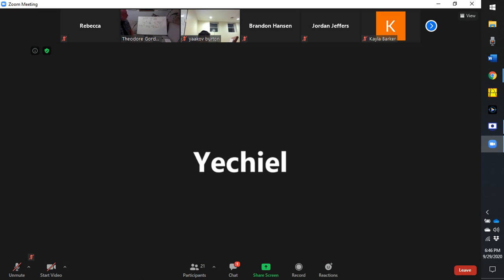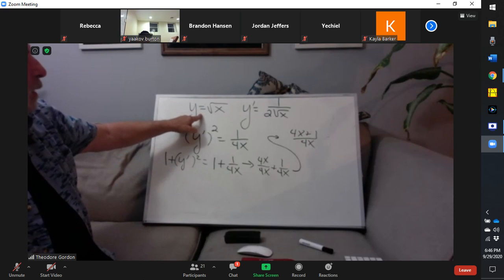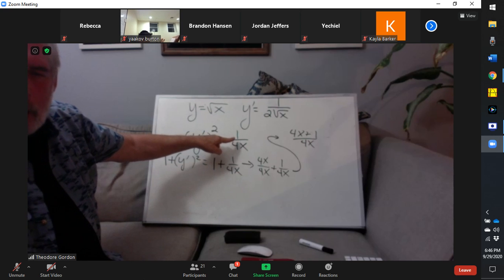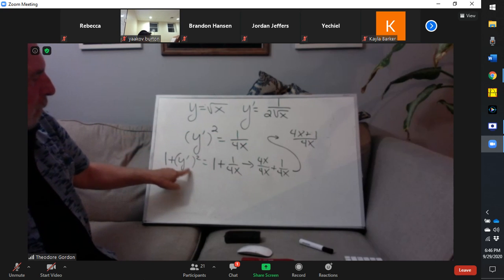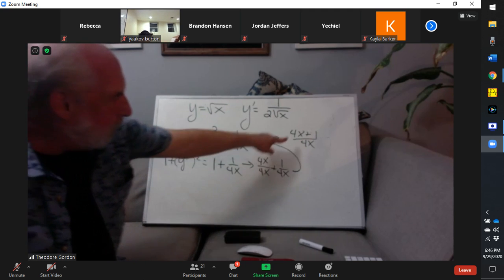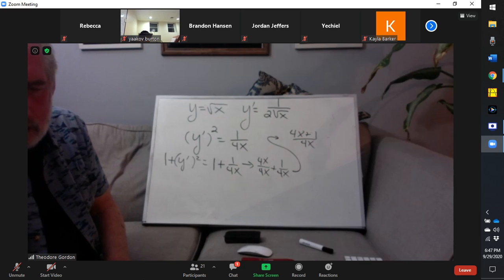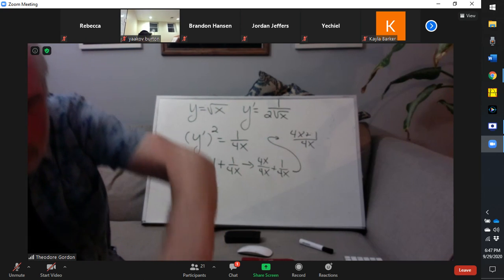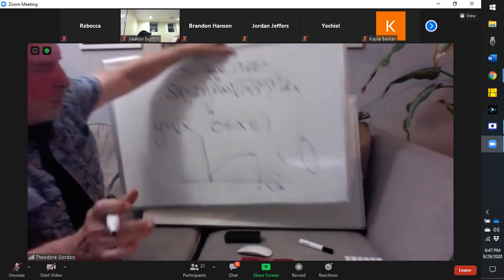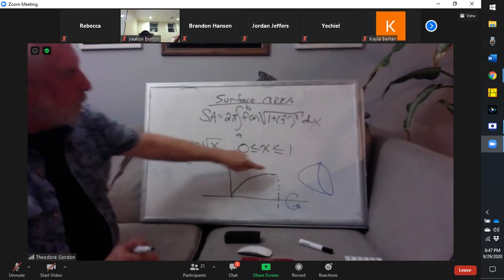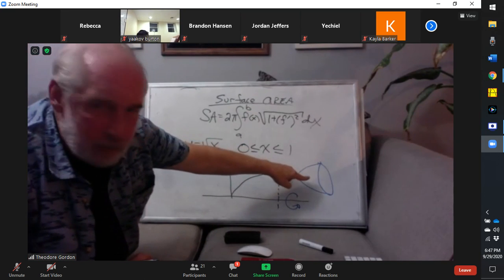Okay. All right, so function, derivative, derivative squared. Now we do a little bit of arithmetic to make that the expression under the square root in the formula for arc length, and a little bit of arithmetic takes us here. All right, going back to the other whiteboard now. So we're rotating this piece of the function around, and we're doing the surface area of this.